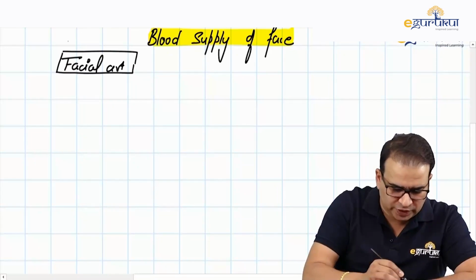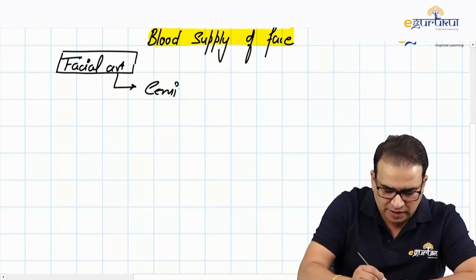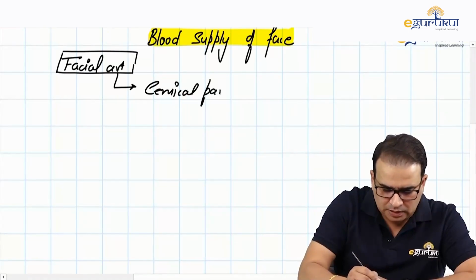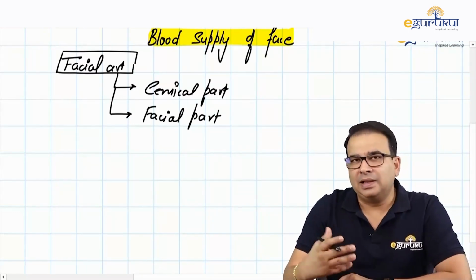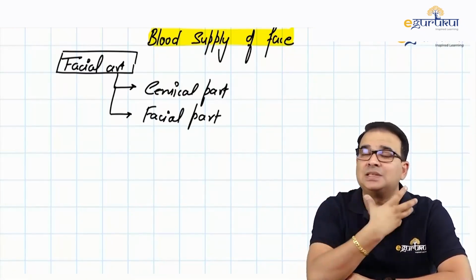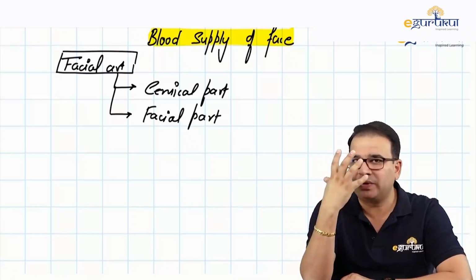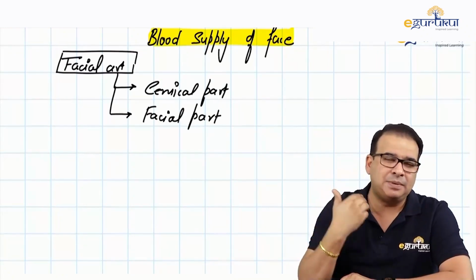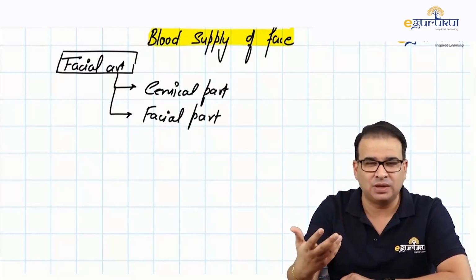Well, the course of the facial artery can be divided into two parts. We have the cervical part of the facial artery, and we have the facial part of the facial artery. This has to be understood separately because the facial artery in the neck is present within the deep cervical fascia. But we do not have deep fascia on the face except in the parotid region. That means when the facial artery emerges on the face, it needs to pierce that deep cervical fascia and come out.